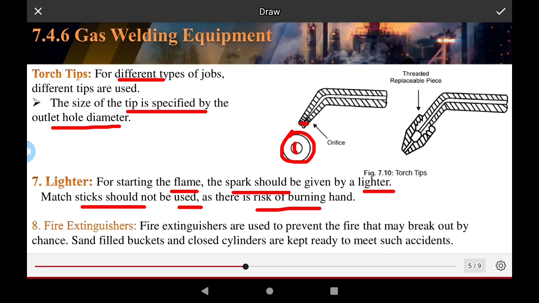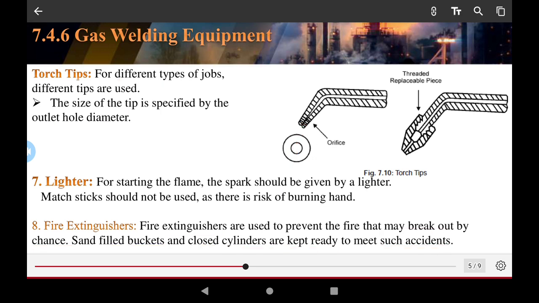A fire extinguisher is used to prevent fire. Sand filler buckets and a closed cylinder are kept ready for emergencies.